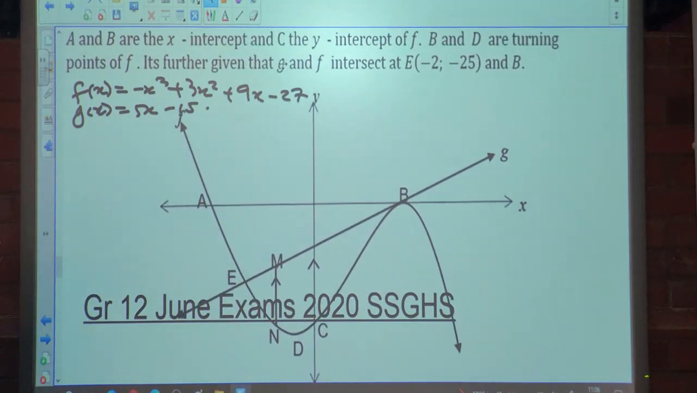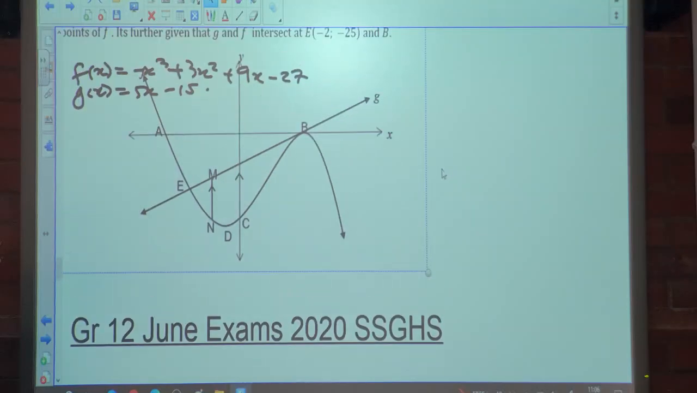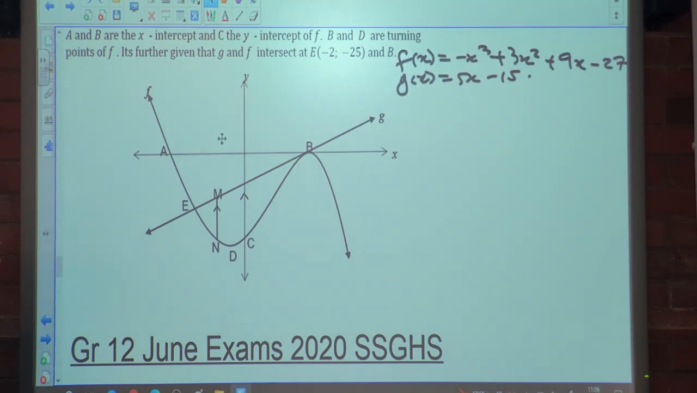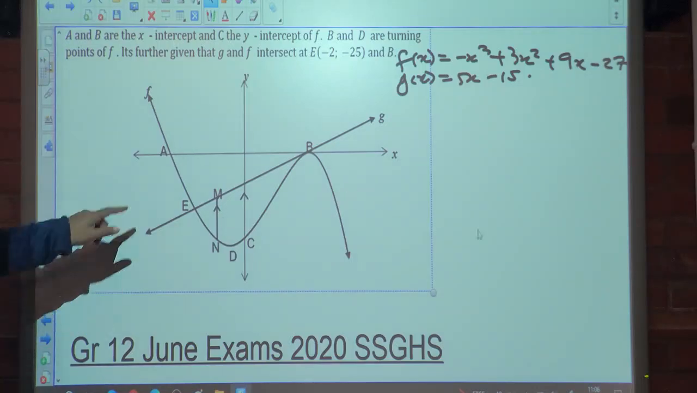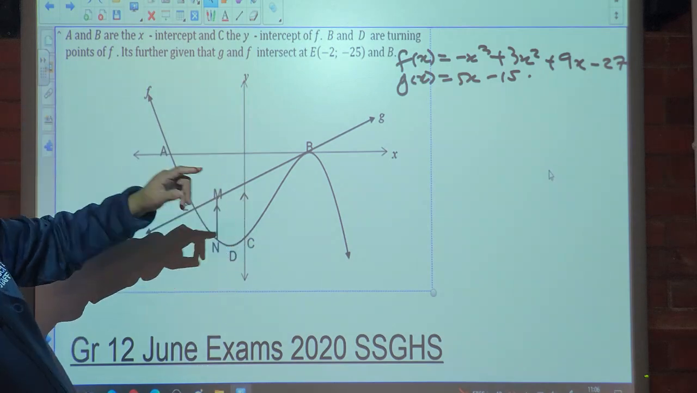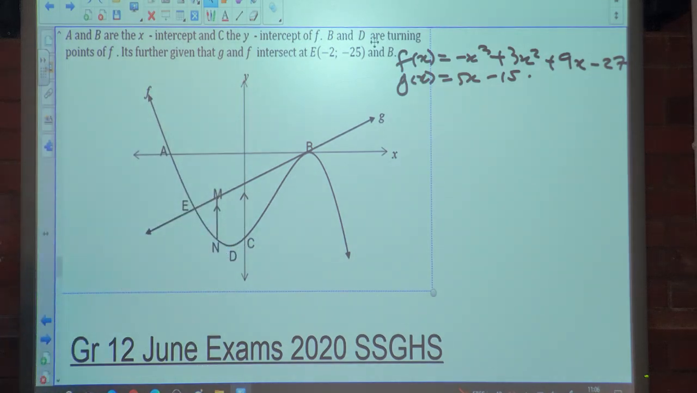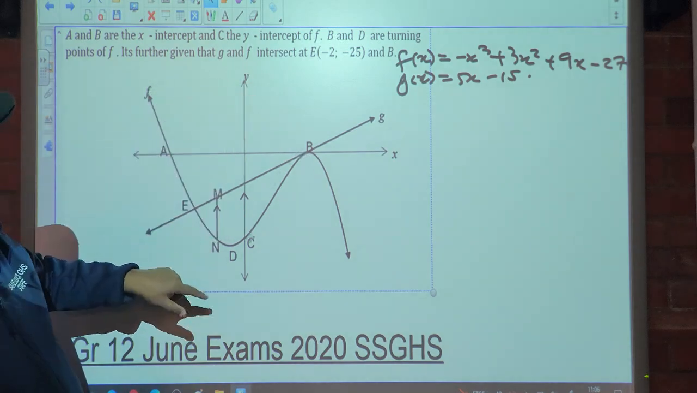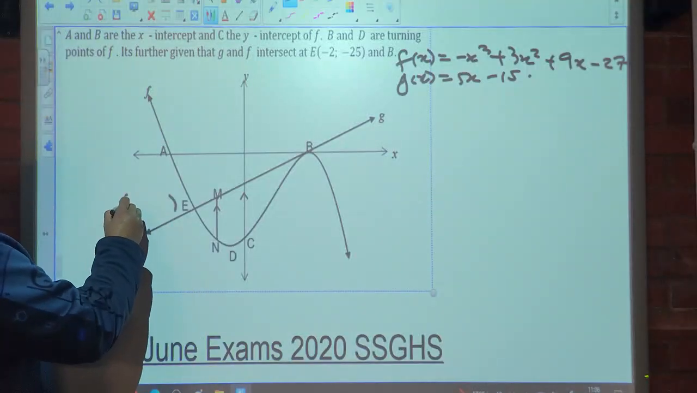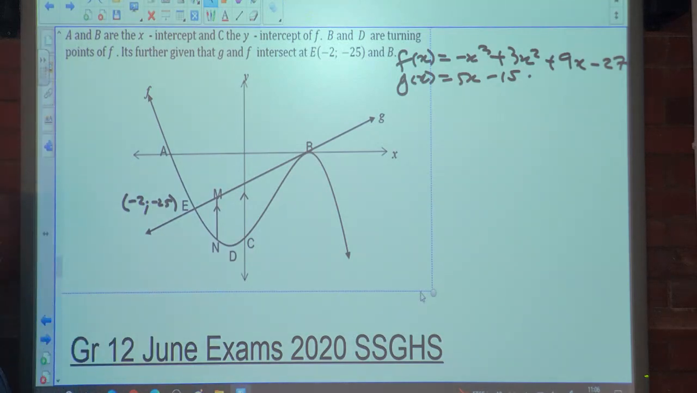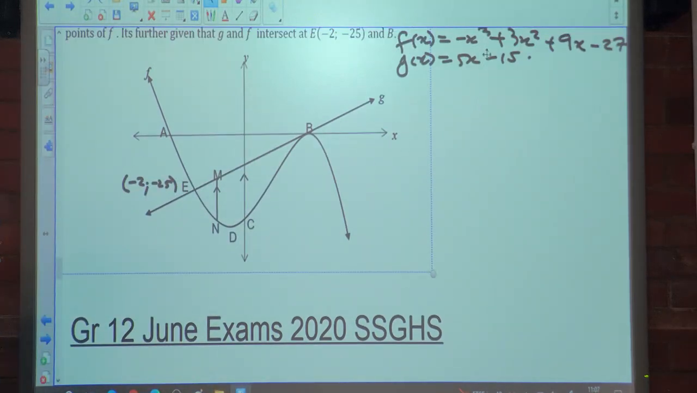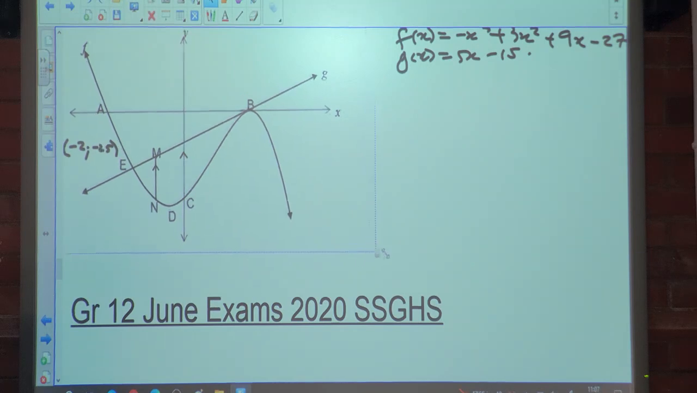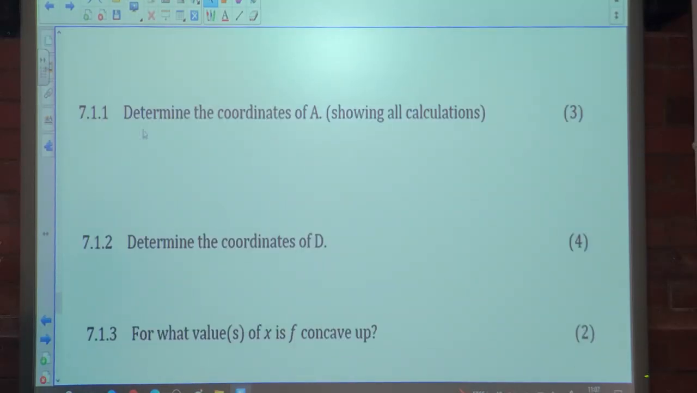Then we are told that A and B are the x-intercepts, and C is the y-intercept of f. B and D are turning points of f. It's further given that g and f, which are the two graphs, intersect at E. More information, not on the graph, so it's going to be negative 2 and negative 25. And B. So the two x-intercepts are there. Right. First things first. Question says, determine the coordinates of A.